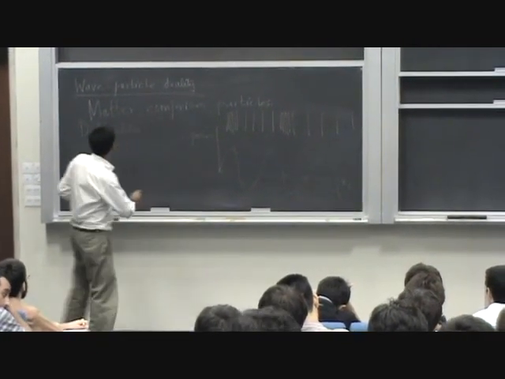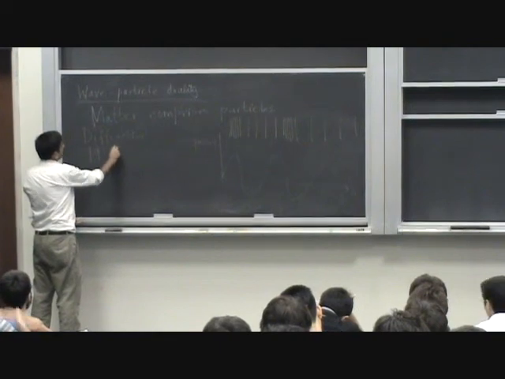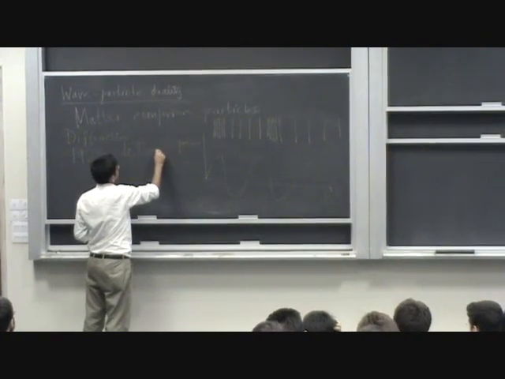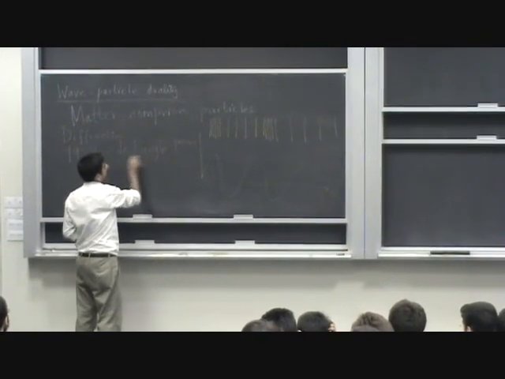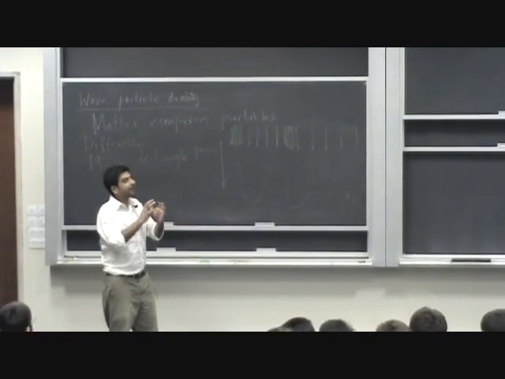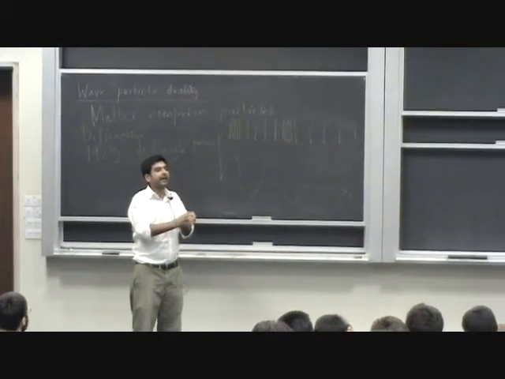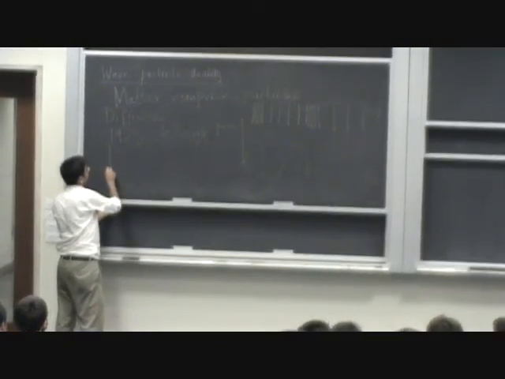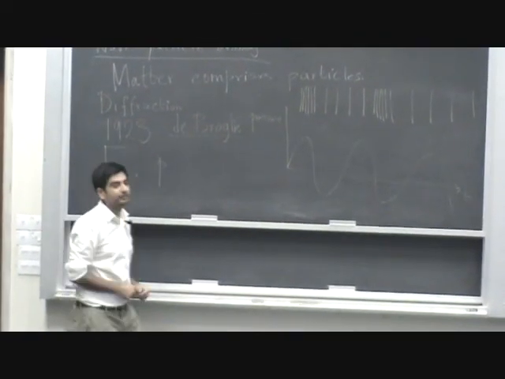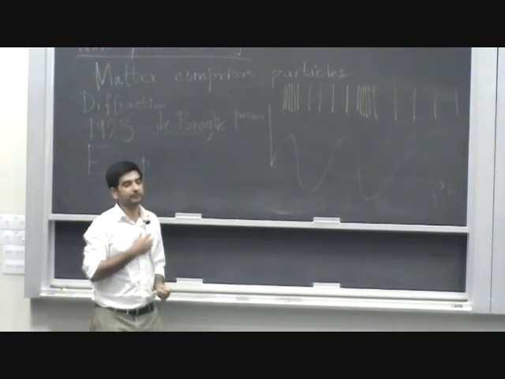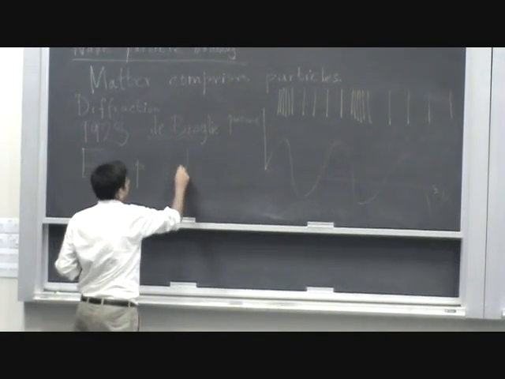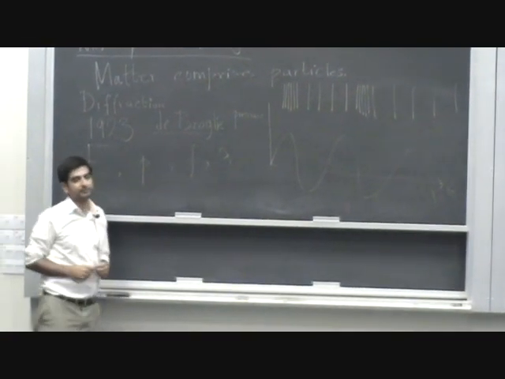So in 1923, a French PhD student, Louis de Broglie, or Louis de Broglie, was writing his PhD thesis, and in his thesis he showed that any particle that carries energy E and has a momentum p can act like a wave. When something acts like a wave, it must have a certain frequency and a certain wavelength.